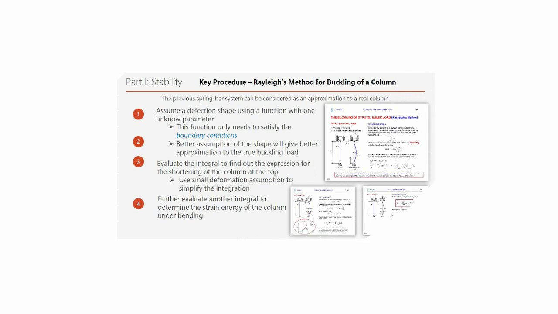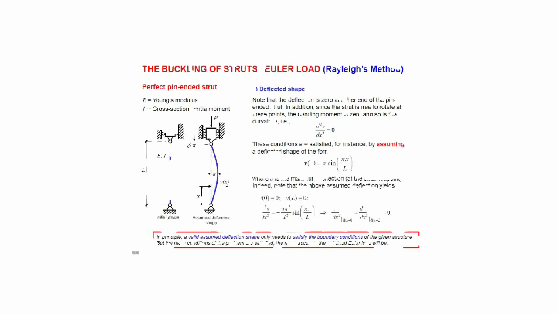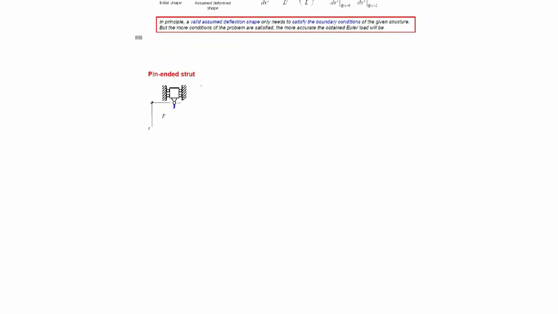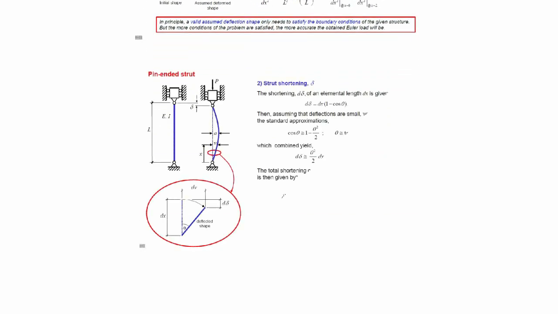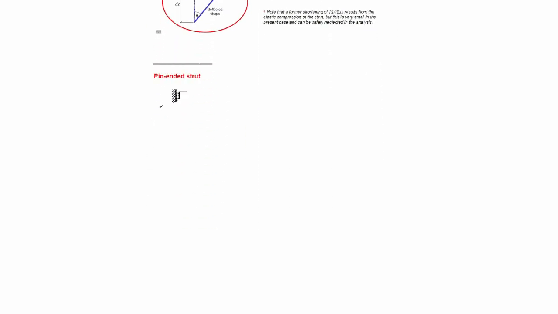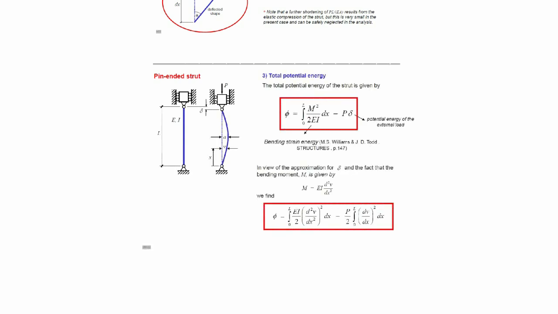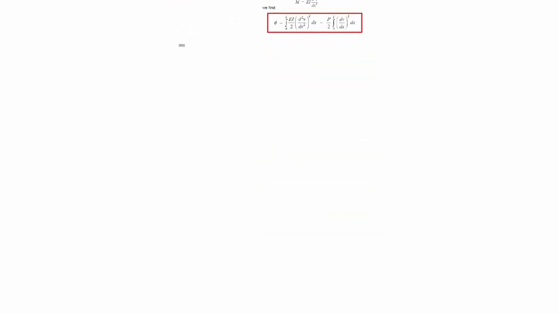Part I, Stability. Key procedure, Rayleigh's method for buckling of a column. The previous spring bar system can be considered as an approximation to a real column. Assume a deflection shape using a function with one unknown parameter. This function only needs to satisfy the boundary conditions. Better assumption of the shape will give better approximation to the true buckling load. Evaluate the integral to find the expression for the shortening of the column at the top. Use small deformation assumption to simplify the integration. Further evaluate another integral to determine the strain energy of the column under bending.